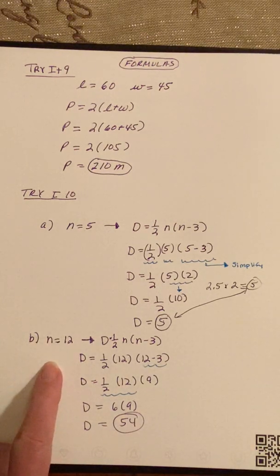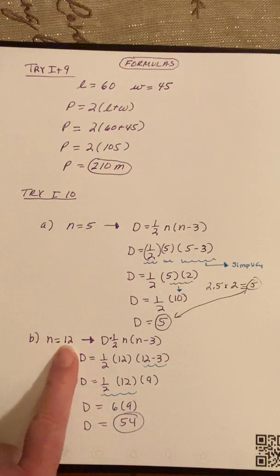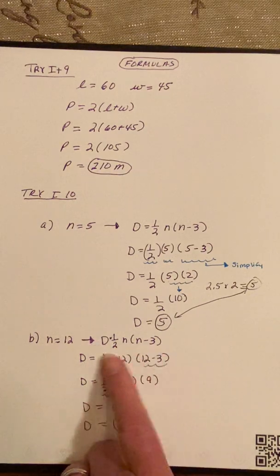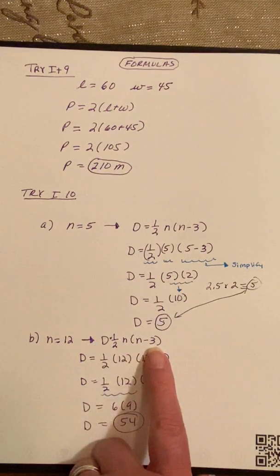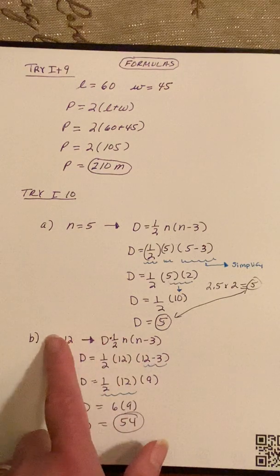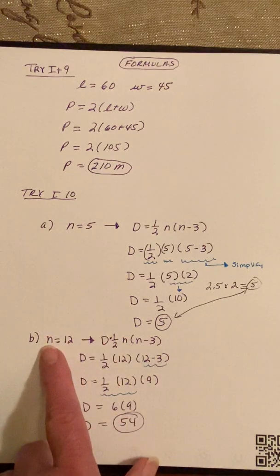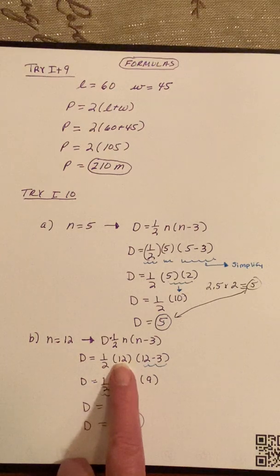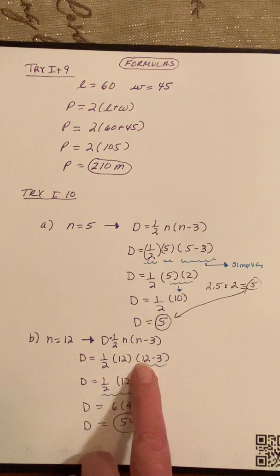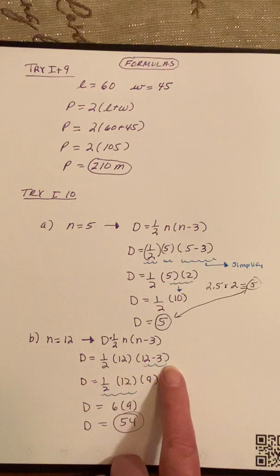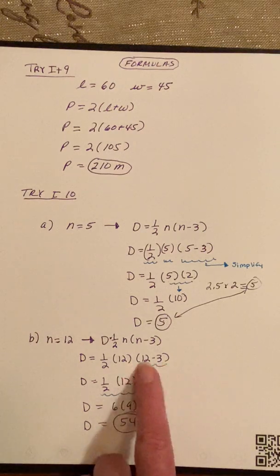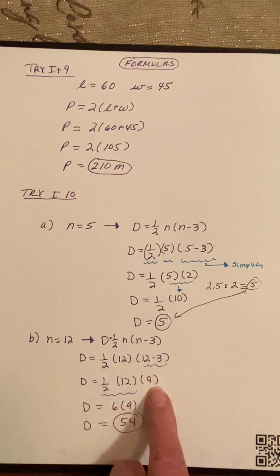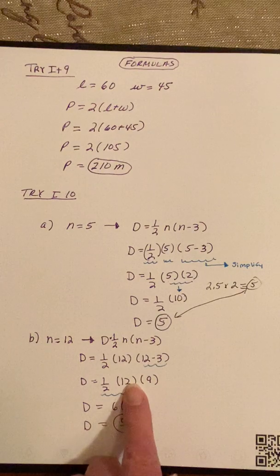In letter B, we're going to have n equaling 12. So same formula, and I recopy the formula to be in good order, and then I substitute in n's position the number 12. So half of 12 times 12 minus 3. So I'm first going to do what's in parentheses. 12 minus 3 is 9. So half of 12 times 9.